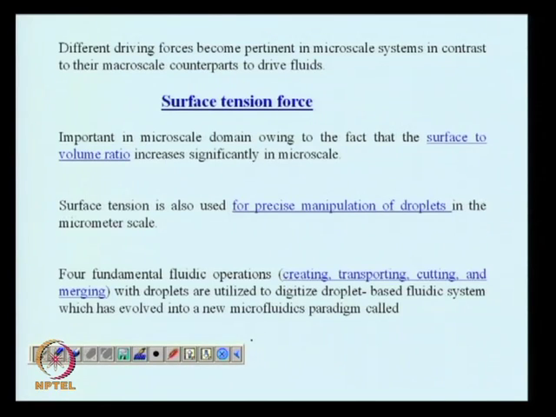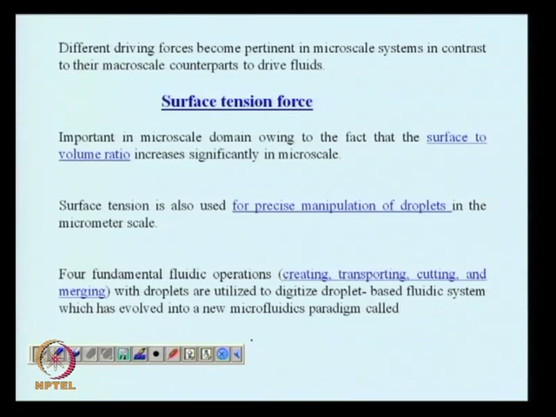Can we use surface tension as a force to create a droplet or to transport a droplet from one point to another? Can we cut a droplet into a number of smaller droplets, and can we merge 2 droplets together to form a relatively bigger droplet? Because these are going to be fundamental operations which would be necessary, which would digitize the droplet based fluidic systems in such a way, and this has given rise to a new microfluidics paradigm that is commonly known as digital microfluidics.